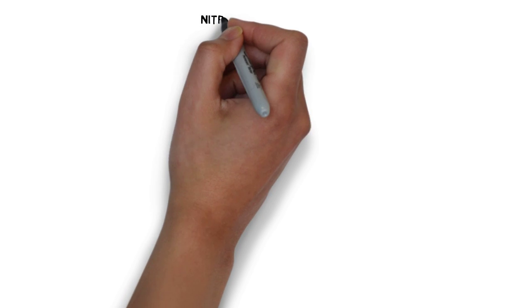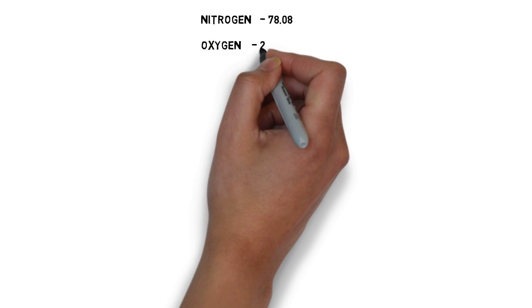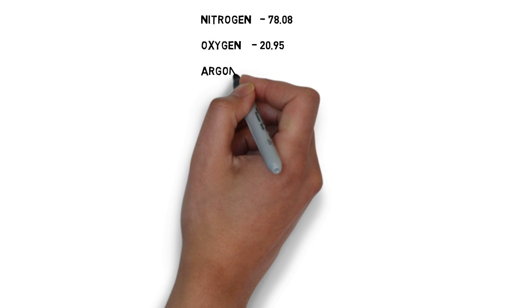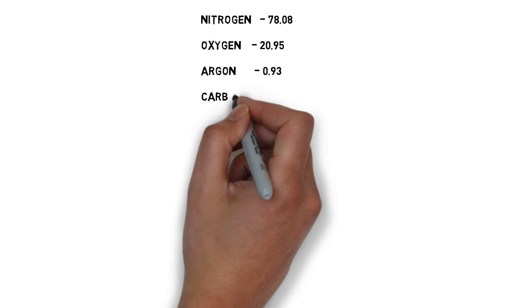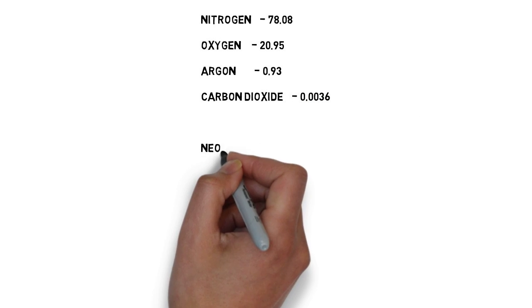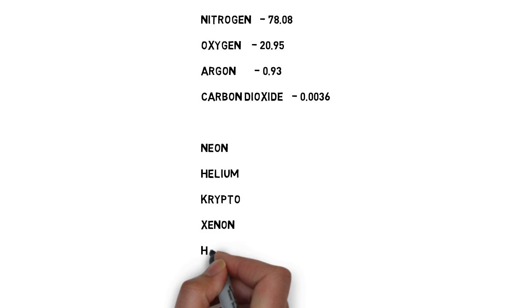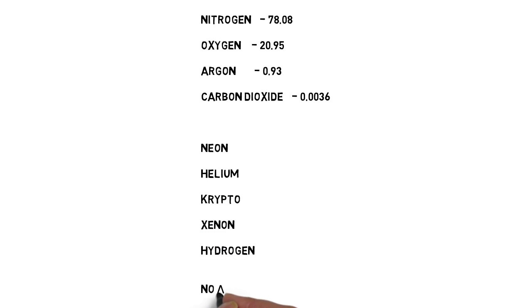Now, composition of the atmosphere. We know that atmosphere is composed of gases, water vapor and dust particles. The four important gases of the atmosphere are nitrogen, oxygen, argon and carbon dioxide. This importance is on the basis of the amount of the gases present in the air. In the atmosphere nitrogen is 78.08%, oxygen is 20.9%, argon is 0.93, carbon dioxide is 0.036.